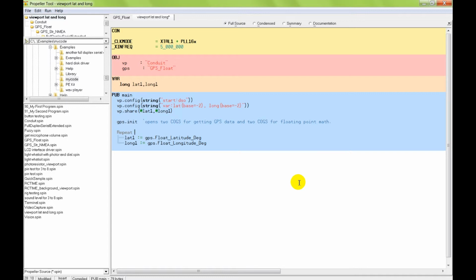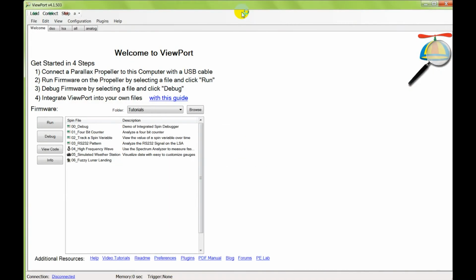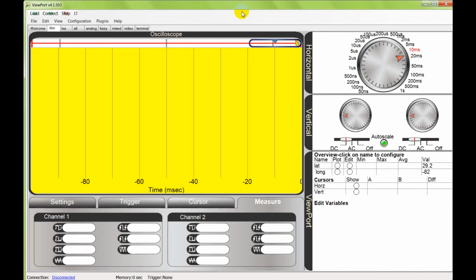So we'll hit F10, which will load this program onto the propeller chip. And then we'll pull up viewport. And we see the variables lat and long here. And that information is coming off of the GPS.